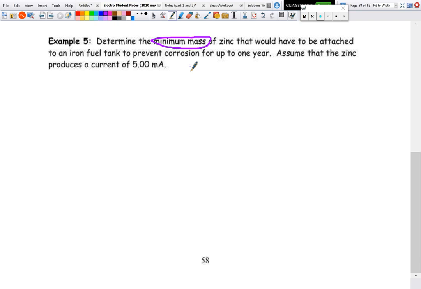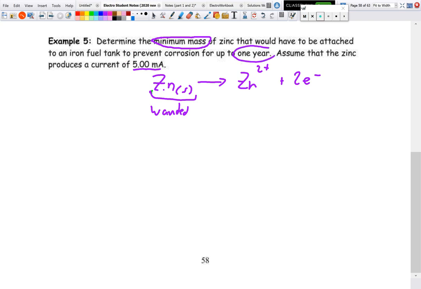But with this right here, it's saying it's protecting iron. So technically the reaction, we have zinc solid because we're asking what mass of zinc. It's going to produce zinc 2 plus and 2 electrons. Or sorry, this is our wanted because it's asking to determine the minimum mass of zinc. So this is our wanted. And what we have is current, and we know everything is going to be up to 1 year. So we have current and time. So this is our given.